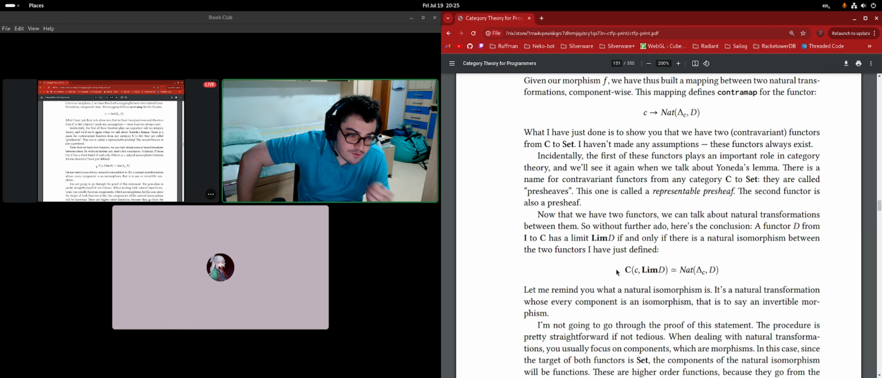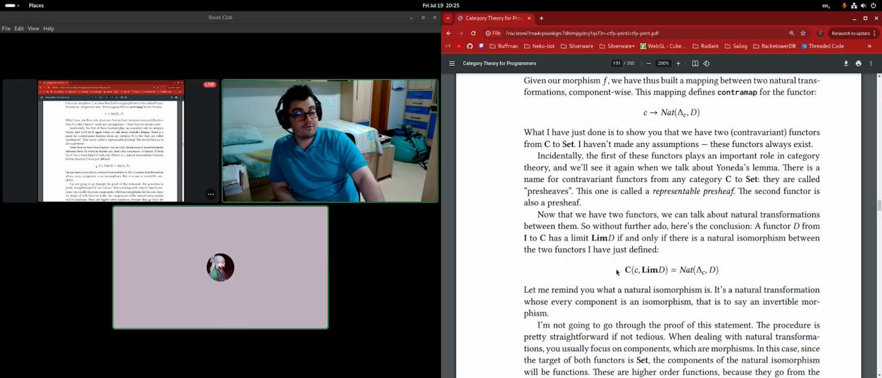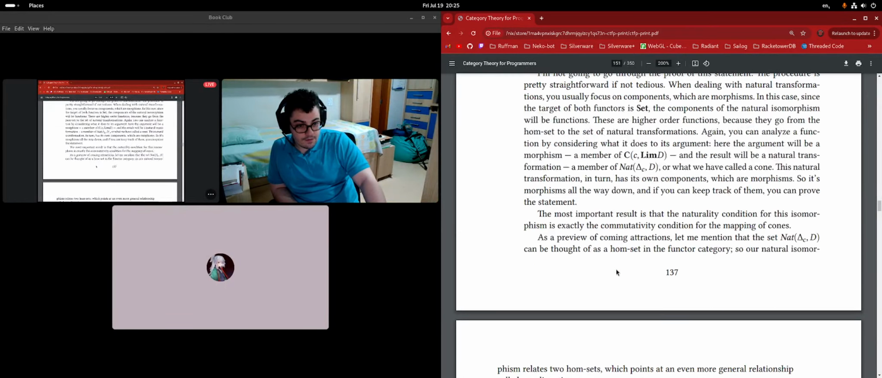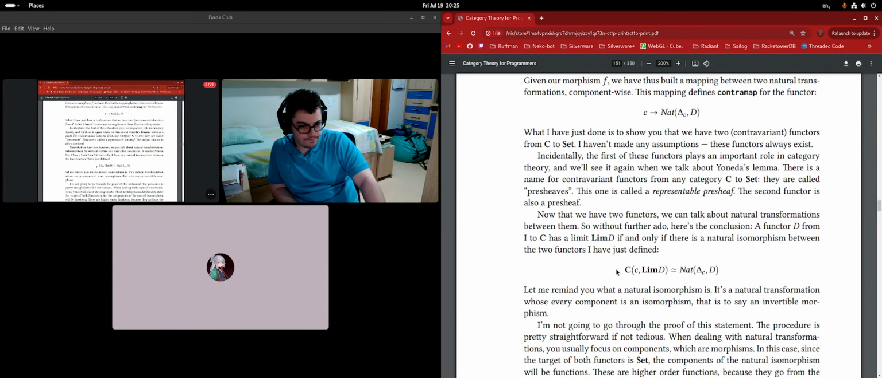So without further ado, here's the conclusion. A functor D from I to C has a limit lim D if and only if there is a natural transformation between the two functors I have just defined. Not just a natural transformation, but actually a natural isomorphism. So it needs to be invertible. I read it wrong. Natural isomorphism. You're right, you are 100% right on that.